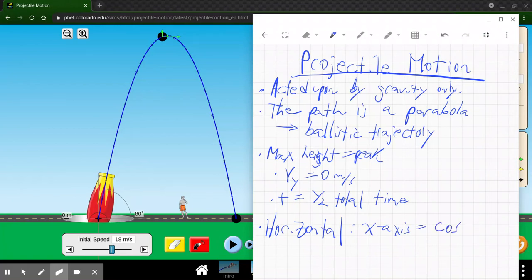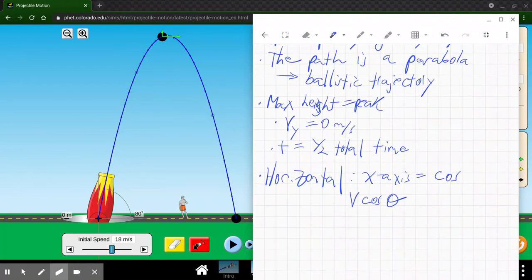So the equation ends up being the overall velocity times the cosine of whatever angle it's getting shot at, with the capital Greek letter theta. And then the vertical motion in the y-axis, we must use sine. And the equation ends up being the overall velocity times the sine of the angle the projectile was launched at.